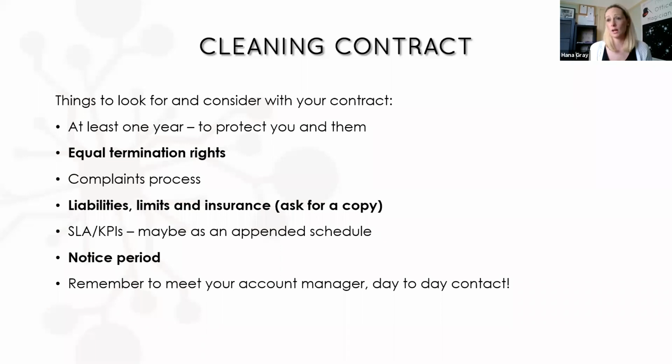So if they say, for example, we can terminate this contract at any time with 3 months notice for any reason, well, I would challenge, why can't you do the same? Even if it's in that initial term period or whatever it might be. The complaints process, really important, because there probably will be complaints, liabilities and limits and their insurance. Make sure you get a copy of that.